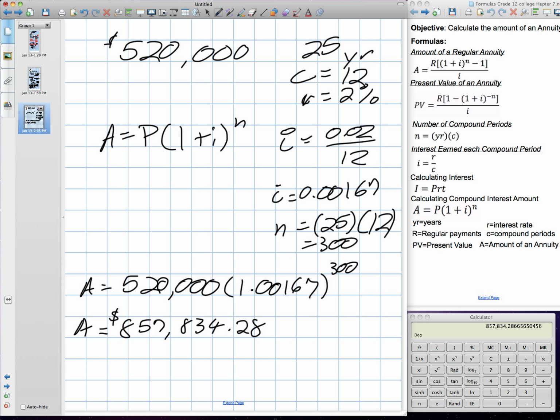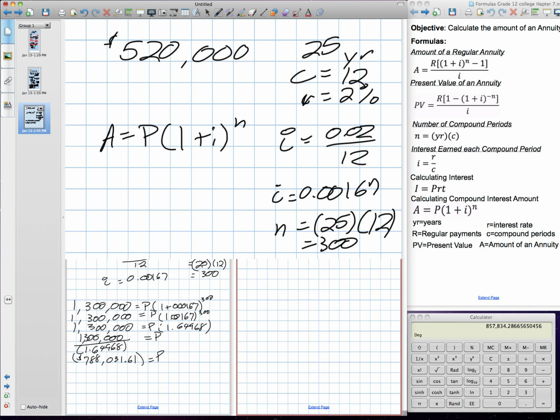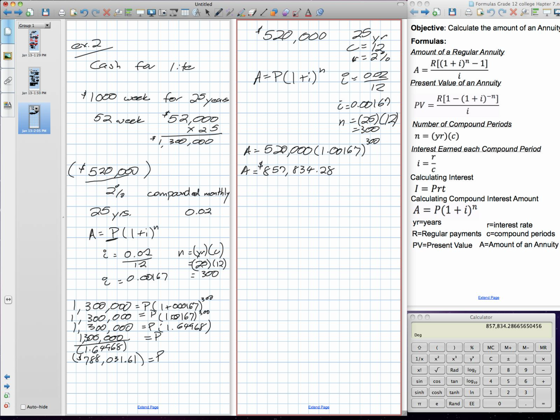Okay. So what that means is, if we had taken the money they gave us as a payout and invested it, in 25 years it would have been worth $857,834. Not nearly that $1.3 million we would have got from them. So it wasn't worth it. We would have needed that 700 we said before. That 700 and what was it, 88? What did I write? Yeah, 788,000 in order for this to be worth it.